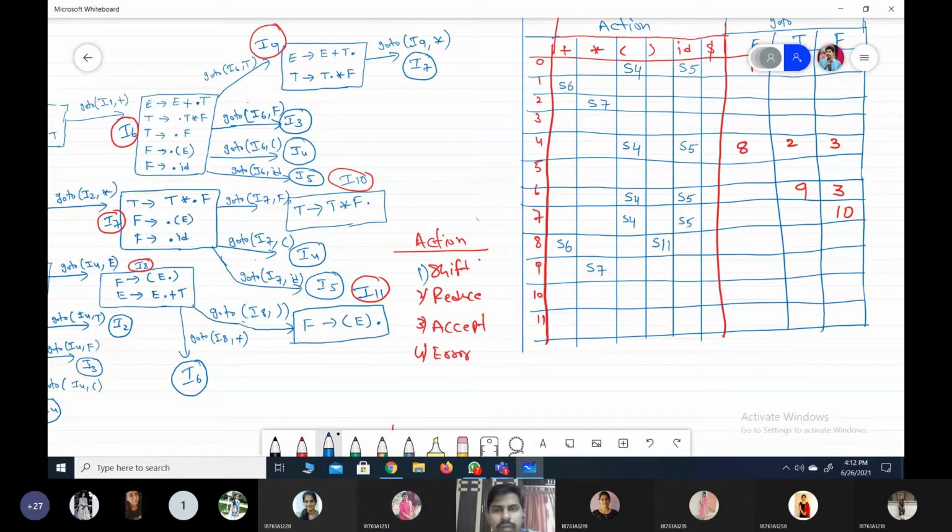I10 on any terminals? No, sir. I11 on terminals? No, sir. So that means we have completed the shift related operations. Is it okay? Try to cross check that.